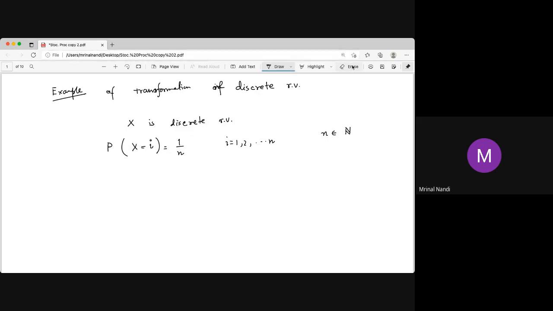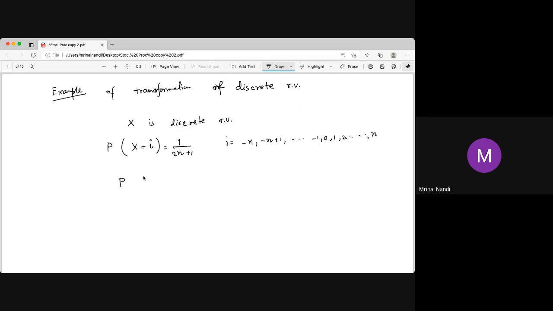Okay, we take another example. It is 2n plus 1 values, where i is from minus n to n: minus n, minus n plus 1, minus n plus 2, up to minus 1, 0, 1, 2, up to n. So if n is 3, we take minus 3, minus 2, minus 1, 0, 1, 2, 3. Each probability is 1 by 7. So it is uniform.